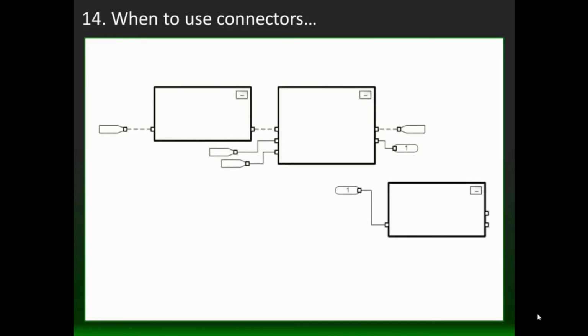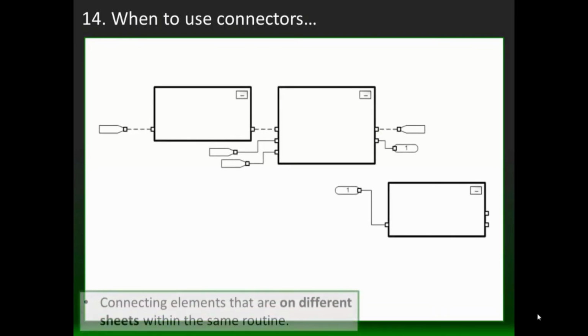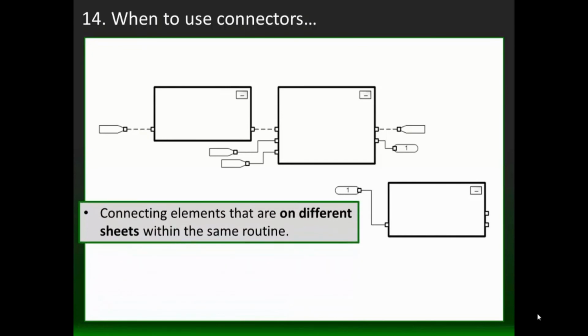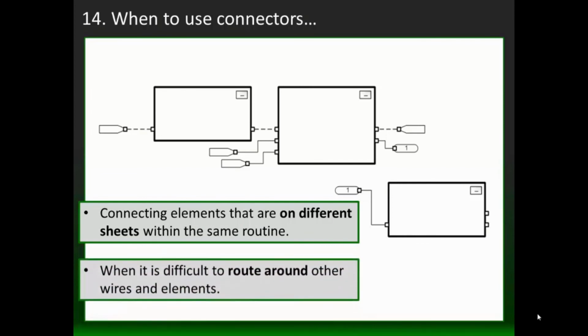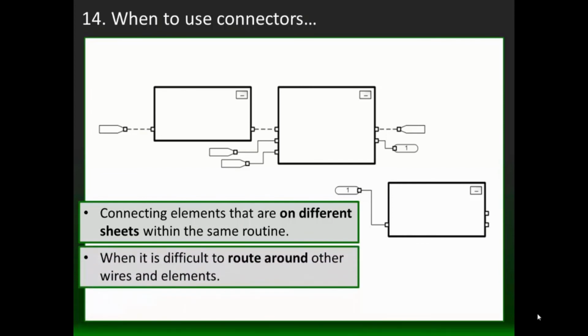When to use connectors. Connecting elements that are on different sheets is the most obvious use of connectors. When it is difficult to route around other wires and elements, you use connectors. In other words, you're on one sheet and you want to continue the process on that sheet, but you have to make a messy connection to go from the right side of the sheet all the way back to the left side to pick up another function block.